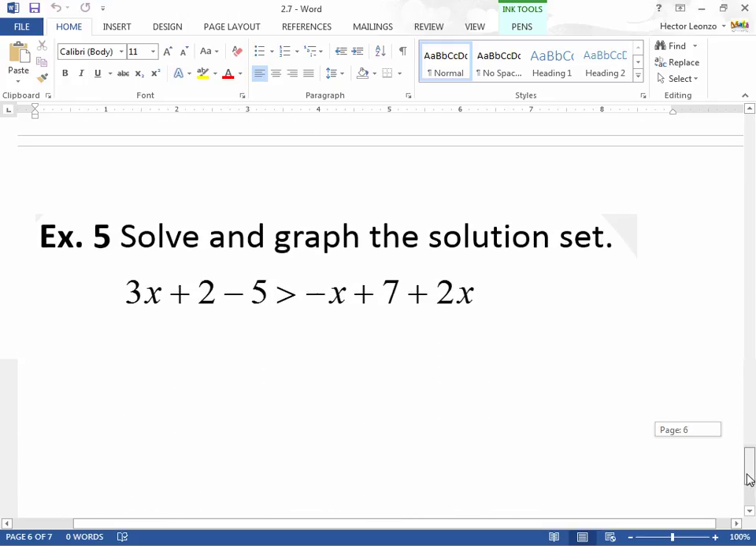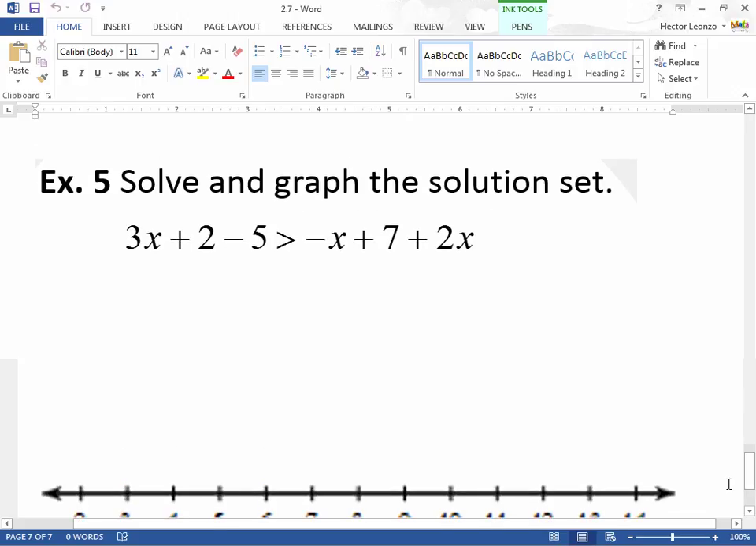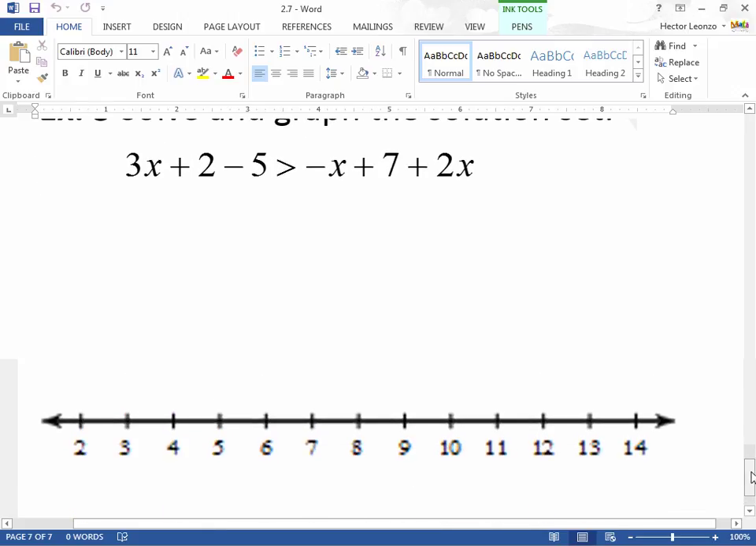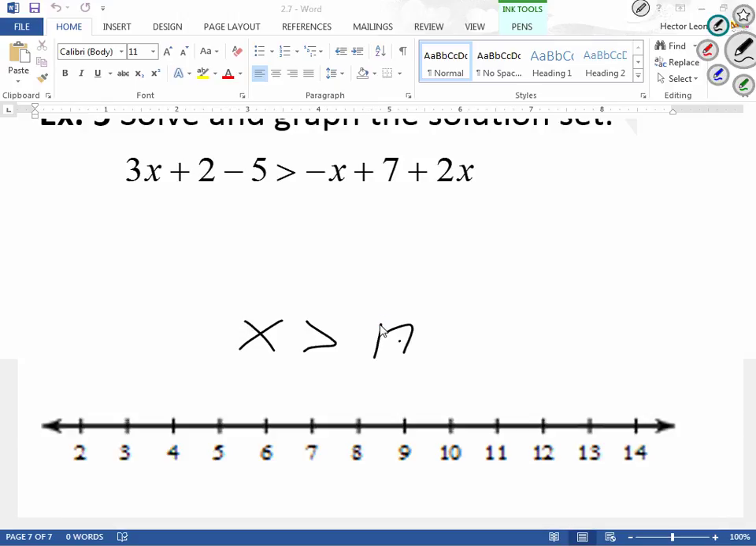Now let's take a look. Solve and graph the solution set. Rule of thumb, my answer for this, my number that I want to get should be somewhere over here, between 2 and 14. When I give you guys a graph, your answer will be there. So if you guys get something like x is greater than 17, and just to say that as an example, notice how 17 is not in my graph over here. That's pretty much telling you there's a mistake. Go back and fix it.